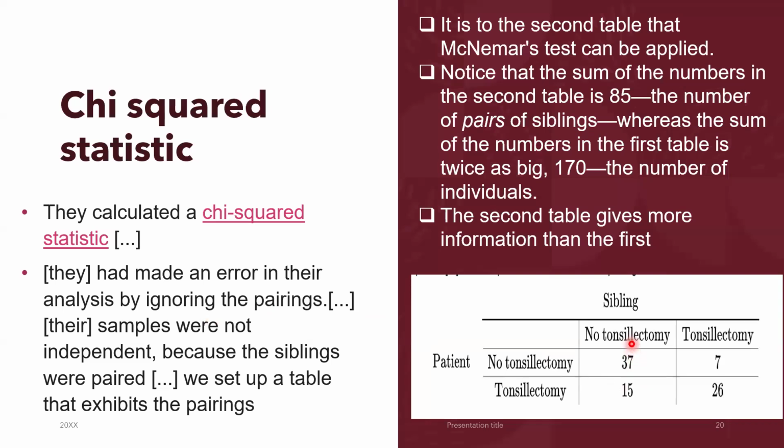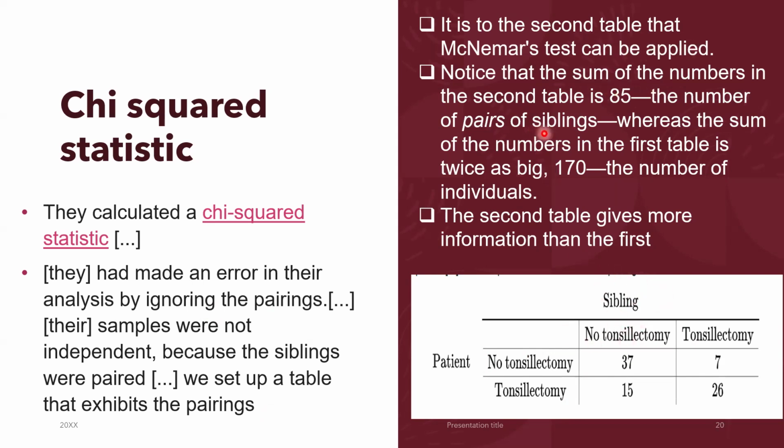Like if there was a sibling population out of which one could have a tonsillectomy or not, and can suffer from Hodgkin's or not. Because the siblings were paired, we set up a table that exhibits the pairing. So it is to the second table that the McNemar test can be applied, in which siblings are mentioned.